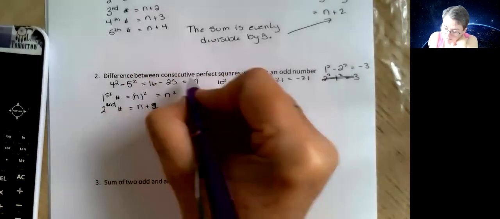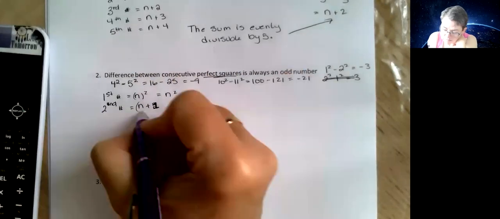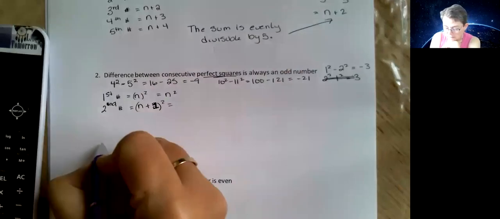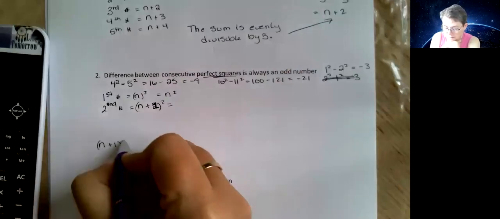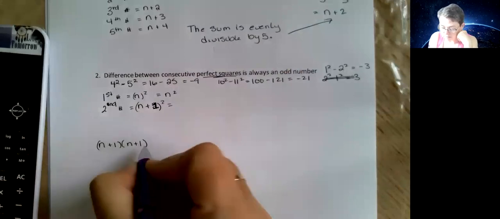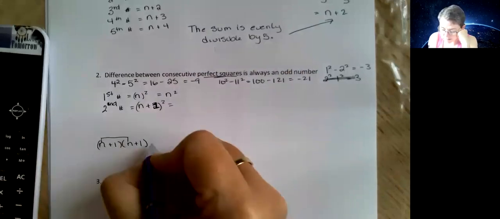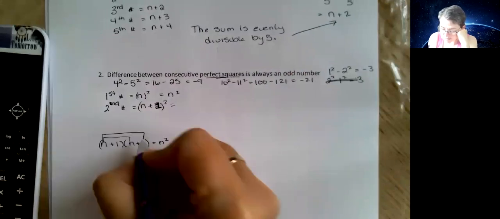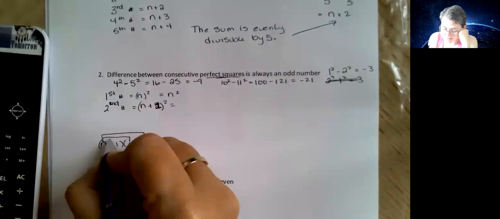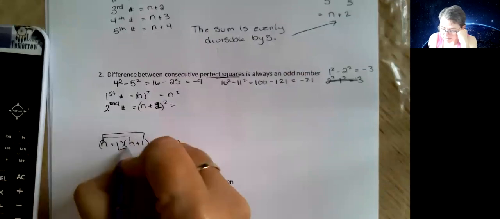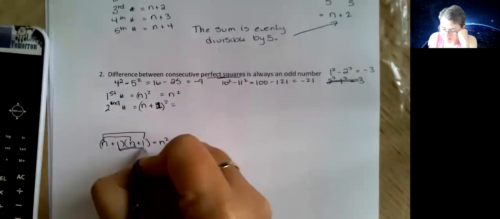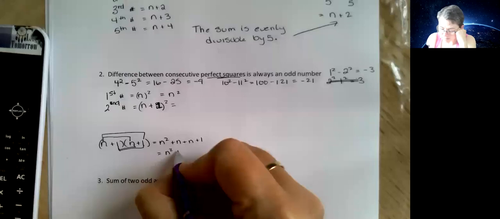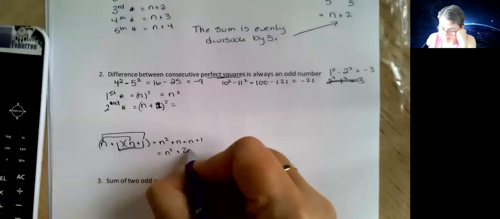Right, because it talks about perfect squares. Let's go down here. n plus 1 times n plus 1, right? You're going to FOIL. n times n is n squared. n times 1 plus n times 1: first, outside, inside, plus 1. So we have n squared plus 2n plus 1.